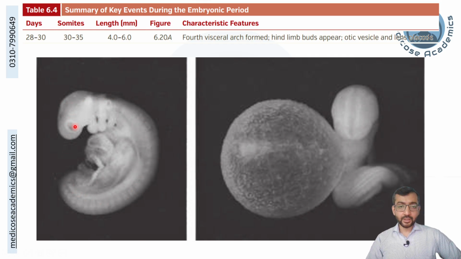This is the lens placode. This is the otic placode. There are the pharyngeal arches. Here is the heart tube that is forming. Here is the C shape, somites, and the back, and the neural tube is there.